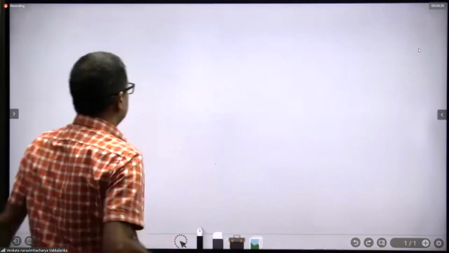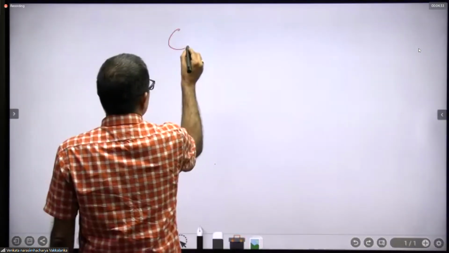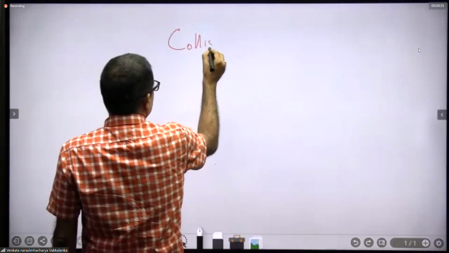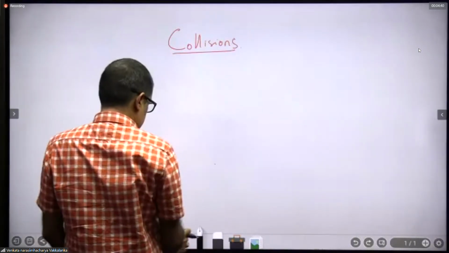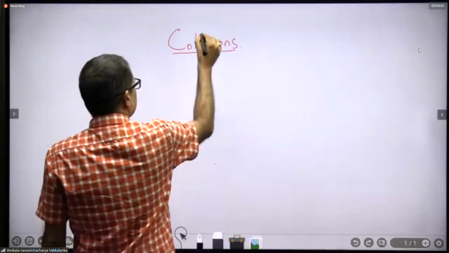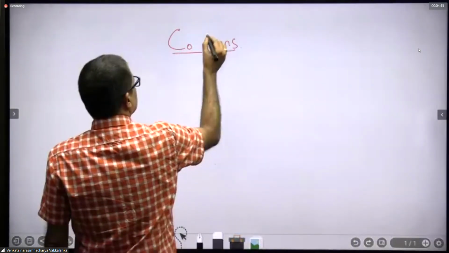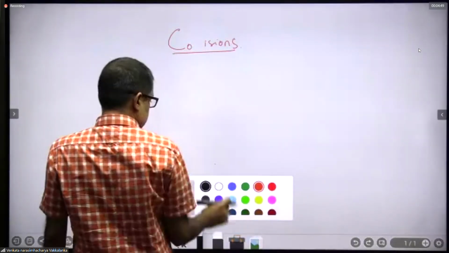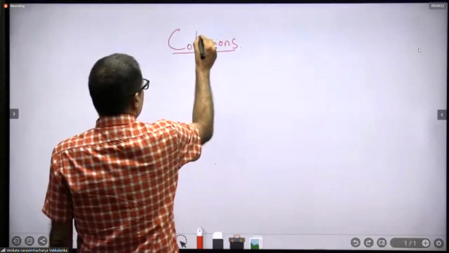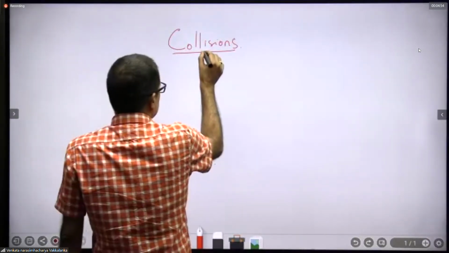What was the last thing we covered in the previous class? Conservation of momentum, conservation of linear momentum. We have to start collisions. We did that question where there was a box moving with wheels and a pendulum inside, where we had to find the angle alpha and the velocity. Incidentally, we have to start that now. Collisions.